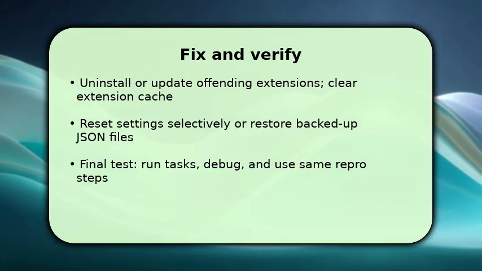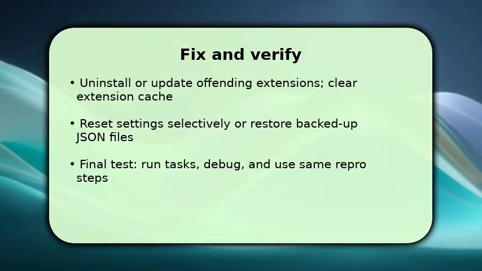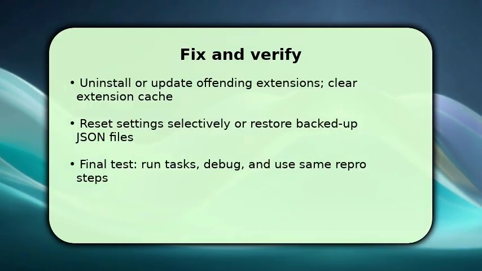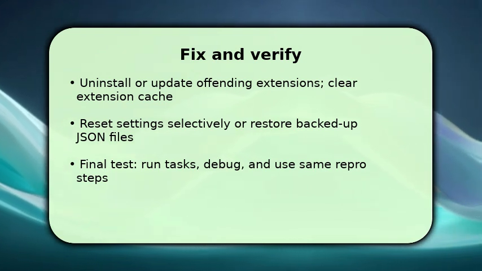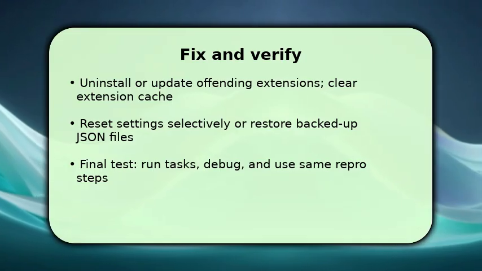Once changes are made, run the same reproduction steps. Run tasks, start a debug session, and exercise features you use daily to confirm stability. If it still fails, one tip: check for conflicting global.